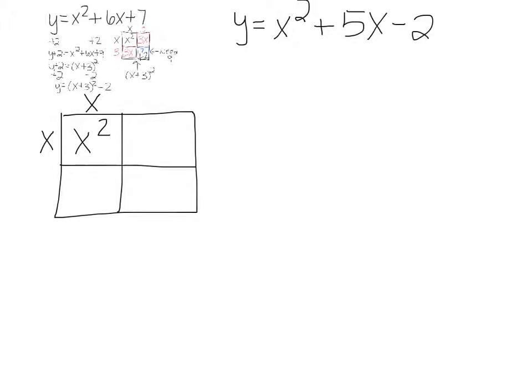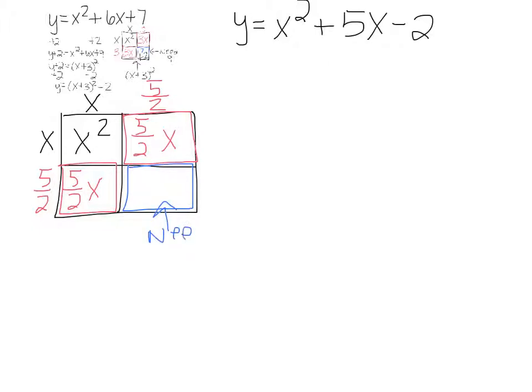Now, I need to evenly split the 5x's into these two spots. 5 doesn't split evenly. But remember, fractions can be your friend sometimes, and therefore 5 can split evenly into 5 halves. Try to not get in a habit of doing decimals, because as you go further on with quadratics, you're going to want to use fractions. That means that each side of our square is of length x plus 5 halves. That means what would have to go in this square would be 5 halves times 5 halves, which is 25 over 4.